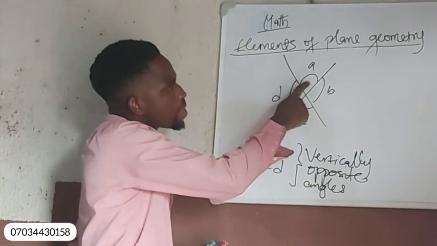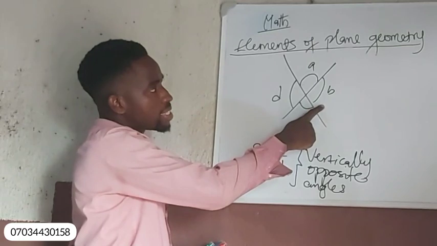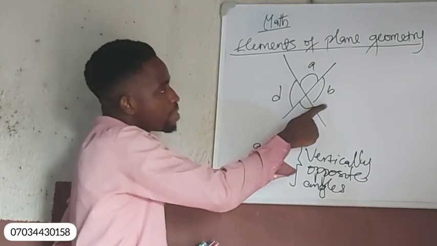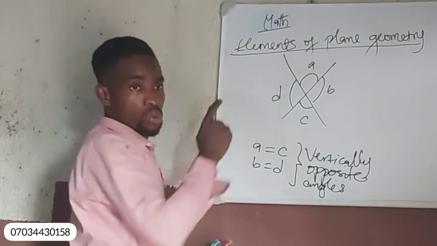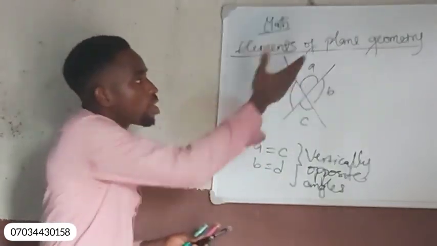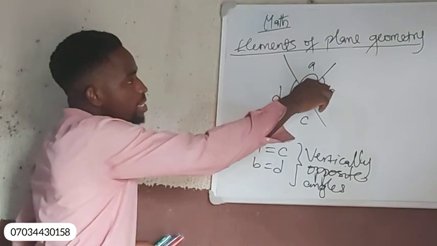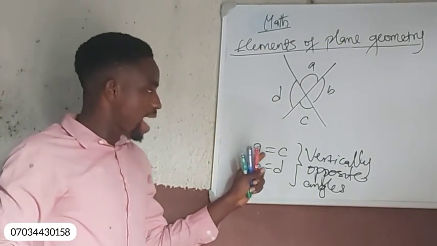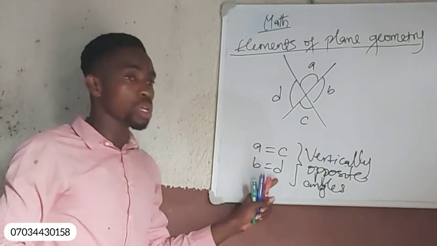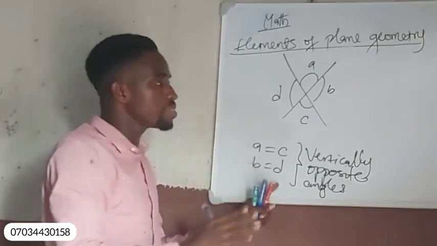Also, A plus B will give you 180 degrees. And then B plus C will give you 180 degrees. Then C plus D will equally give you 180 degrees. They are all, you can see the straight line here. So this is B and C, and so on and so forth. We can actually prove that A is equal to C and B is equal to D, but because of want of time, let's just leave it at that.